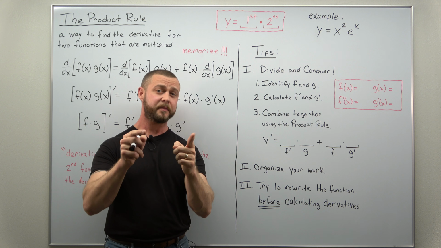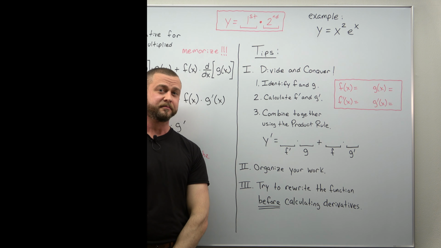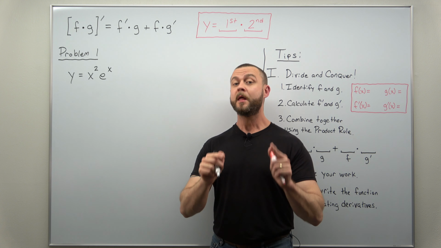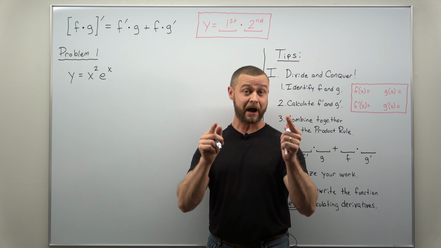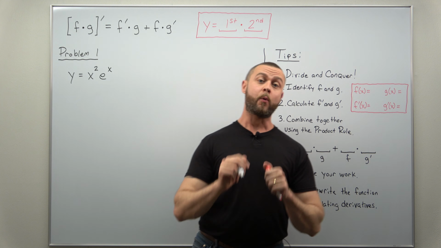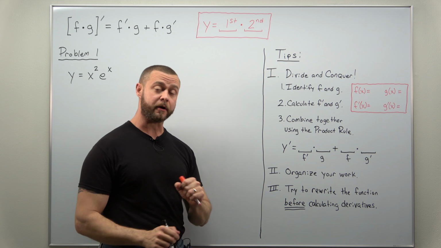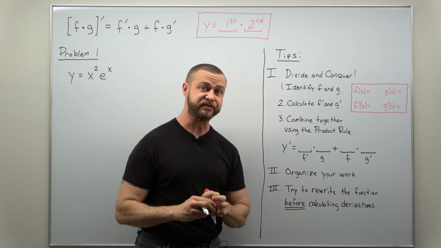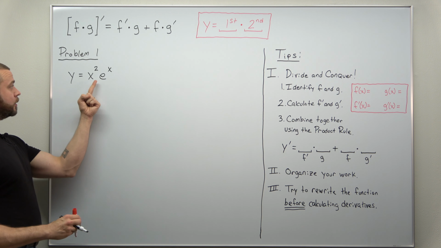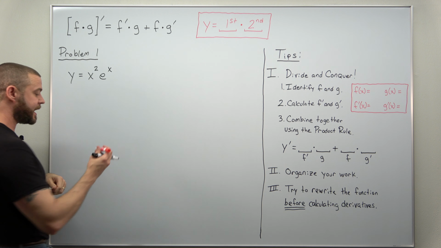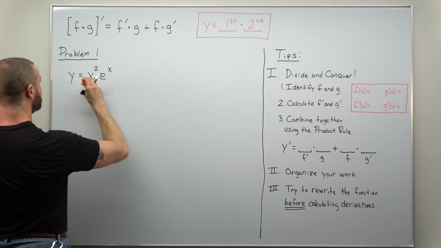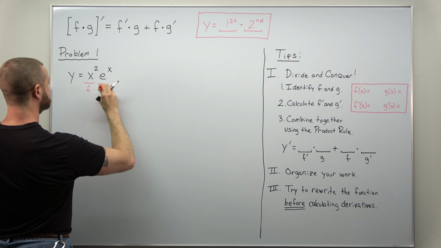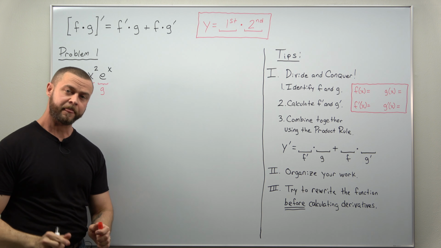Let's go ahead and get to those problems. Our first problem is really simple, but it's a good example to understand how we apply the product rule. Now we're going to try applying divide and conquer here, and the first step is we want to identify f of x and g of x. Here, that's really simple. We have x squared times e to the x, so we'll say x squared is f and e to the x is g.